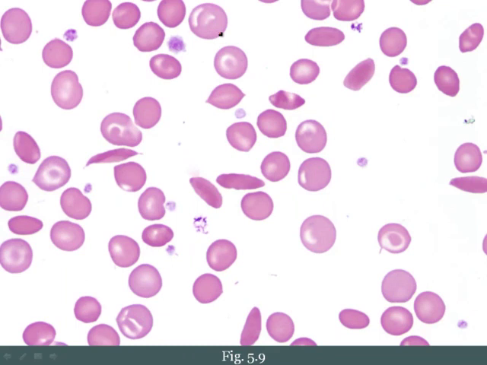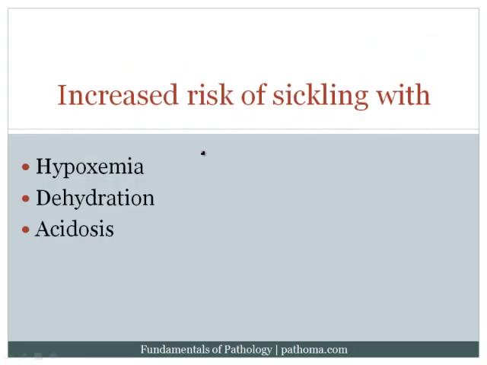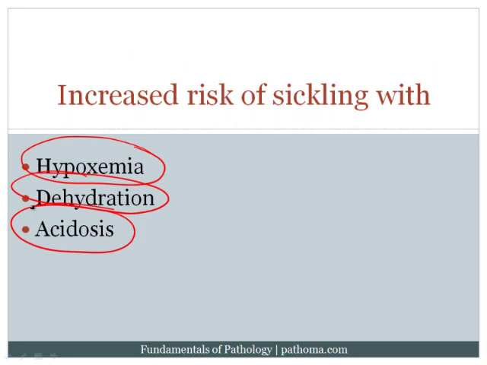This is what the sickle cells look like. They kind of take on this banana shape, and again, this is due to the polymerization of the hemoglobin S. The circumstances in which we would see an increased risk of polymerization of the hemoglobin would be in hypoxemia. So when the hemoglobin is deoxygenated, there'll be an increased risk of sickling. In dehydration, there's an increased risk of sickling. And in acidosis, there's an increased risk of sickling. So these are the three driving factors for sickling.